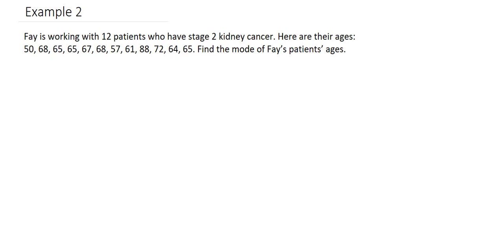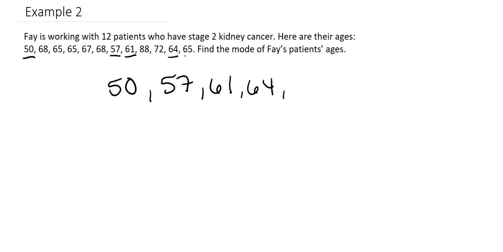So we're going to start with 50. And we look at, you see a 57. Then the next number would be 61. And then we have 64. And then we have 65, and then we have another 65, and another 65. Then we have 67.